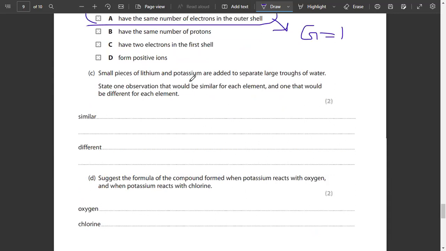Small pieces of lithium and potassium are added to separate large tubs of water. ये वाला बिल्कुल छोड़ दें. We haven't done the observations one.